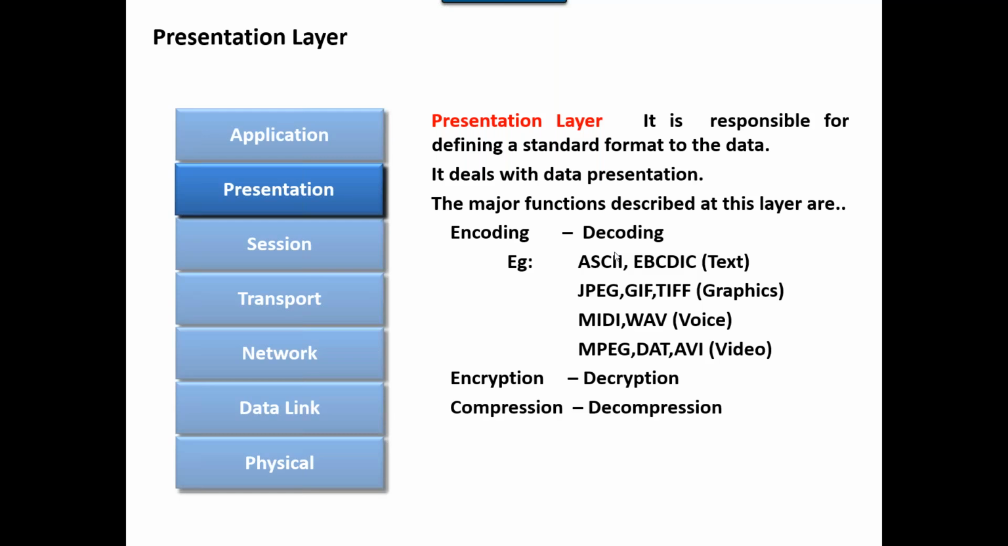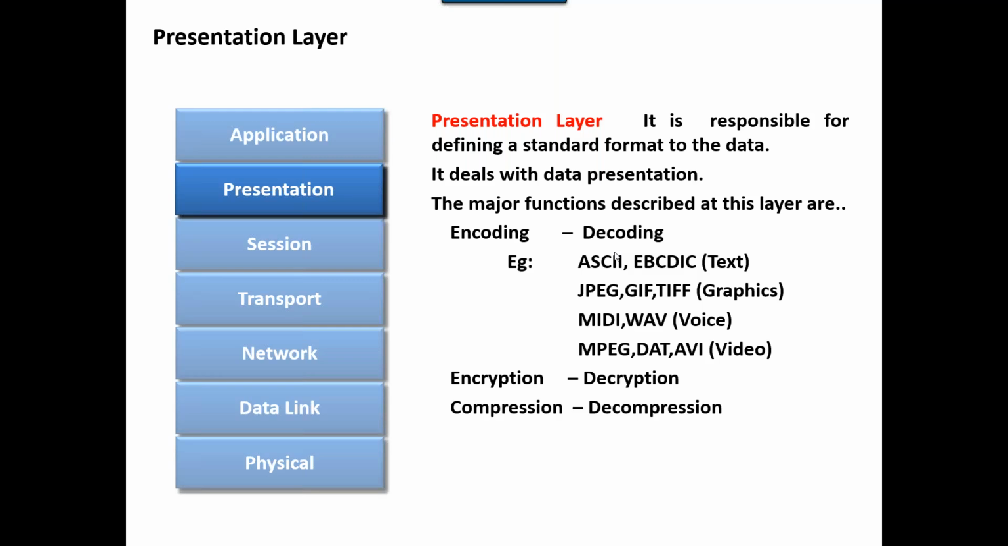Next is encryption. Encryption means converting the standard format into a secure format which no one can understand. For security purposes, after converting into zeros and ones, it converts again into a secure format. Nowadays, hackers are hacking, so to avoid that, it also does encryption. It converts into a secure format.